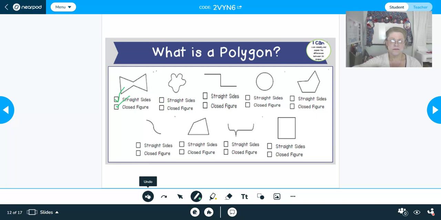You can just check mark yes. All right. Is this made of straight lines? Yes. Is it a closed figure? No. Straight line? Nope. Closed figure? Yes. The rest you can do on your own. So pause, complete that.